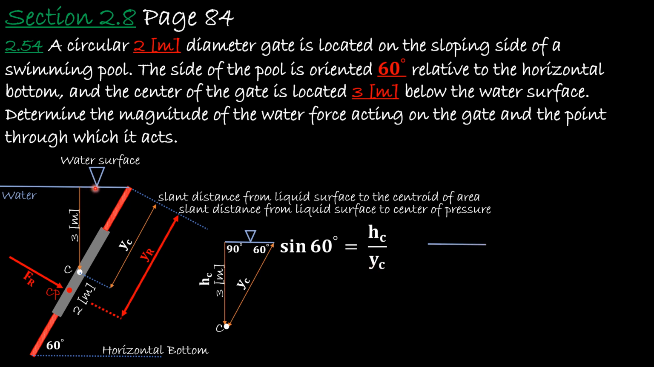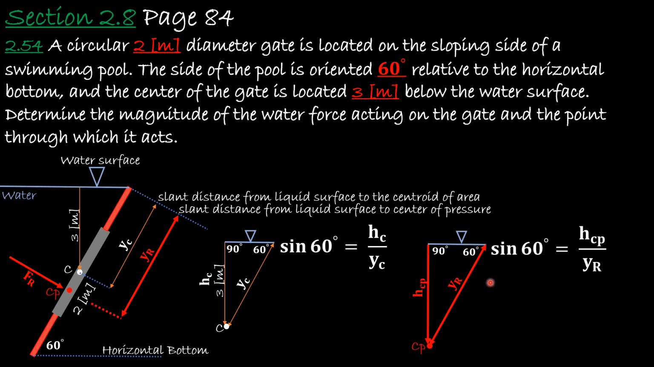The next triangle: let's draw again this water surface line, and let's draw now the y sub r, which is the slanted distance from the water surface to the center of pressure, where the resultant force will be located. And let's draw a vertical distance, and we will call this h sub c sub b. So from the water surface all the way to the center of pressure, or where the resultant force due to the water on the gate will be located. Again, this will be 90 degrees, this will be 60 degrees, and we can utilize the sine and cosine equations to help us find missing lengths in here.